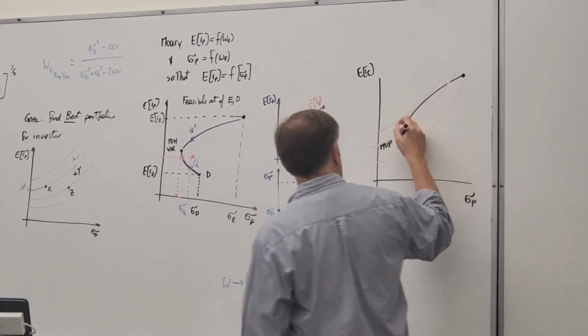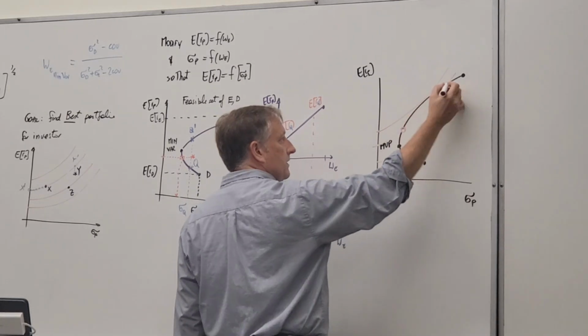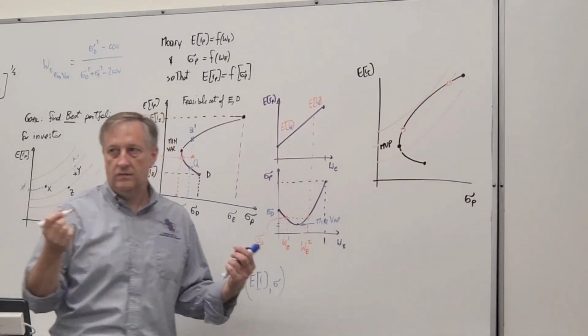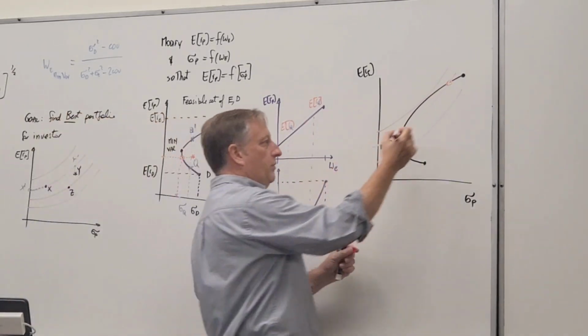So this portfolio is feasible. This is also feasible. They can get that. What about this portfolio right here?